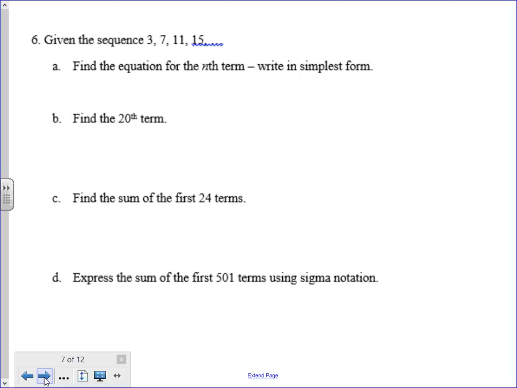I'm given the sequence 3, 7, 11, 15. Well, the first thing I have to do is decide, is this arithmetic or geometric? Well, this turns out to be an arithmetic sequence. I can tell that because I'm adding 4 to get from term to term. So I know I have an arithmetic sequence here. Now, arithmetic sequences, the formulas are on the front of your packet, have common differences. Well, if I'm adding 4 each time, that common difference is 4.